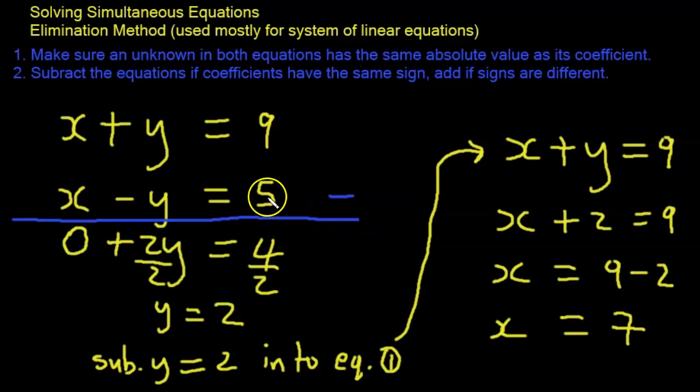So y is equal to 2 and x is equal to 7. And we can always try these values in both equations, and it will satisfy the conditions. 7 plus 2 is 9. 7 minus 2 is 5, as we already know.